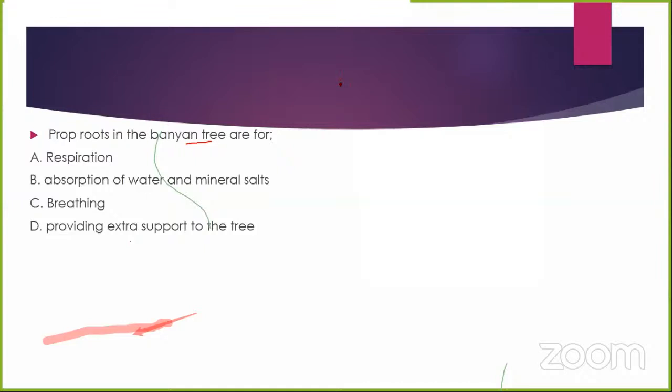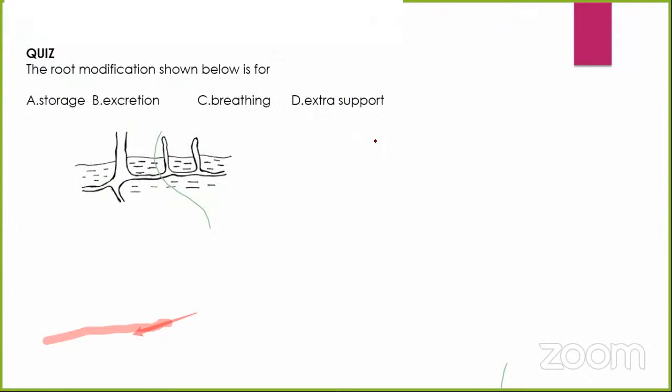Okay. Yes, for A, someone is saying respiration. Did we look at prop roots having a function of respiring? No, this is wrong. And then someone else is saying D, providing extra support. I think this is what we have just looked at, which is correct. Breathing was for the other breathing roots. Okay. Absorption, no. So thank you for those of you who have been able to understand that the answer is D. We can continue.